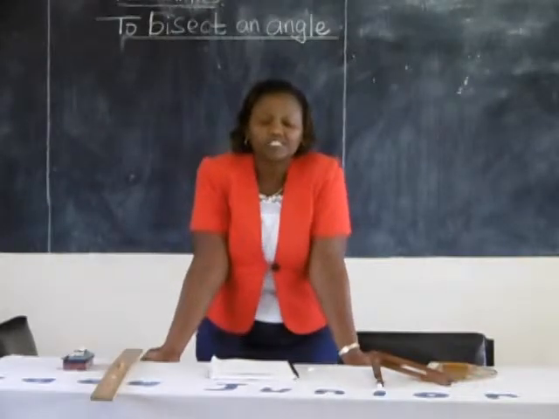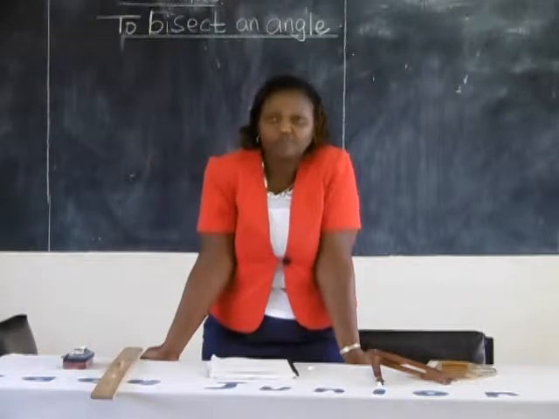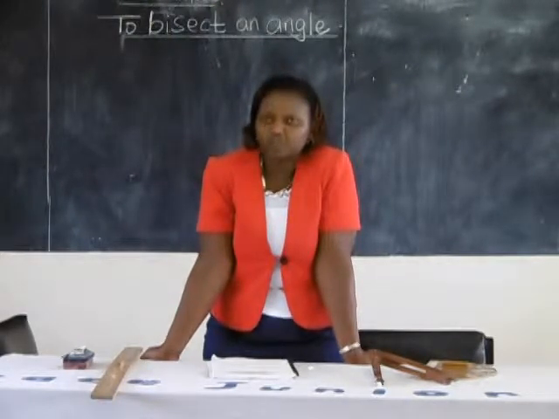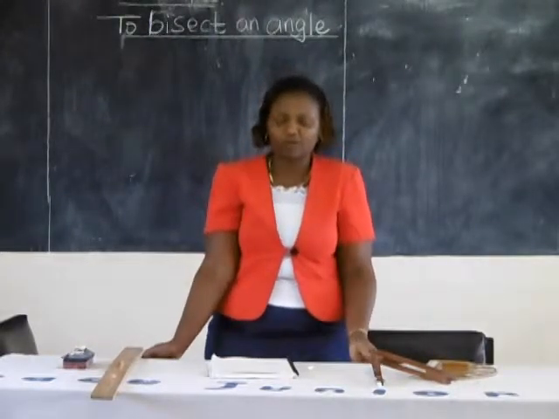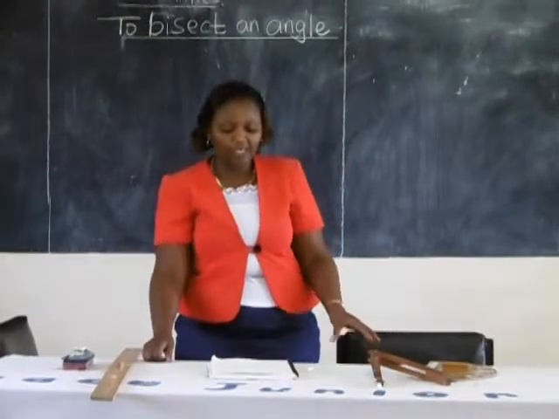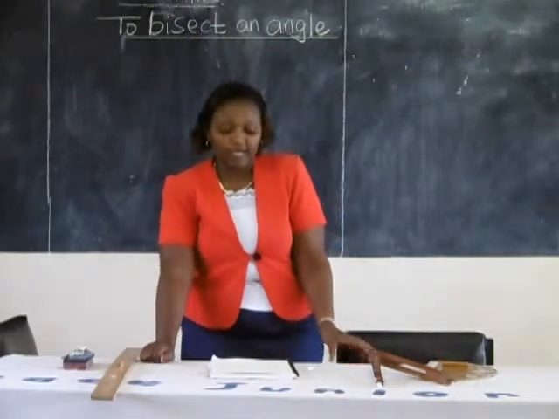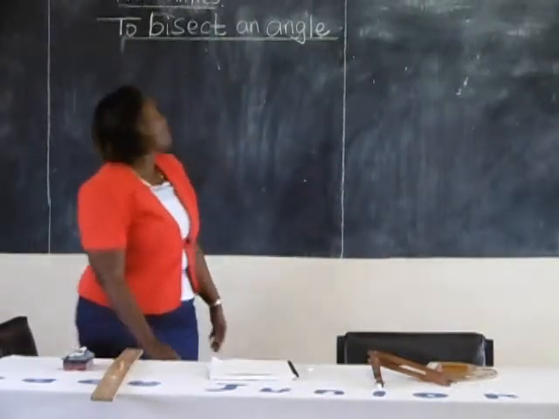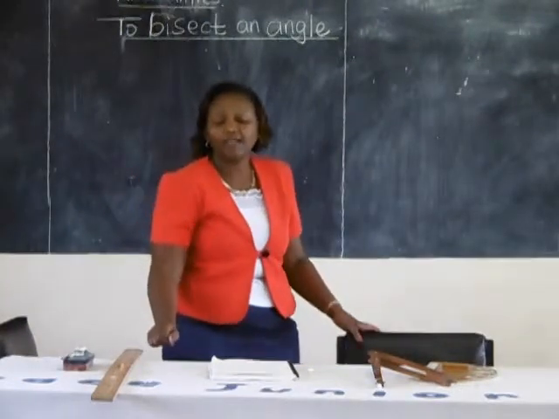You have been constructing in the previous class. In class 5, you learned how to use the protractor, and you also learned something in construction. So we are just going to continue moving on, and today we are going to bisect an angle.